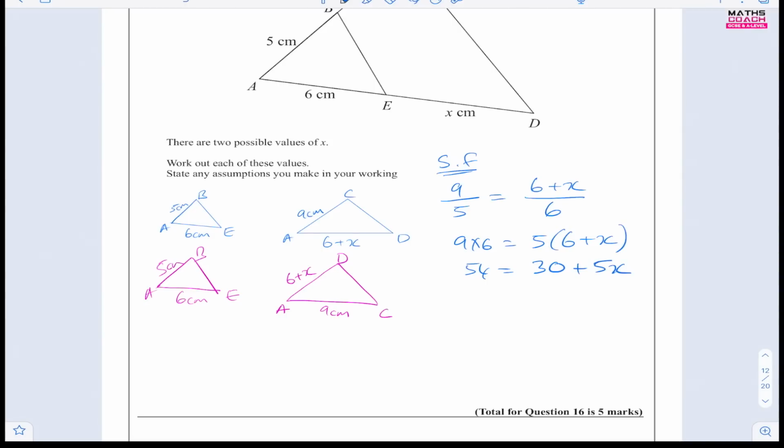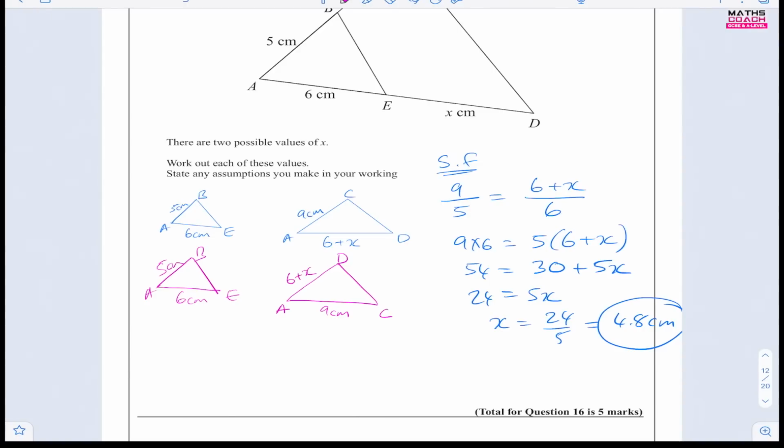And then we take the 30 to the other side, so we have 24 is equal to 5x, and therefore x would be equal to 24 divided by 5, which gives us 4.8 centimeters. So 4.8 centimeters is one of the possible values of x.